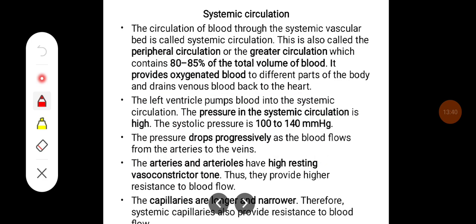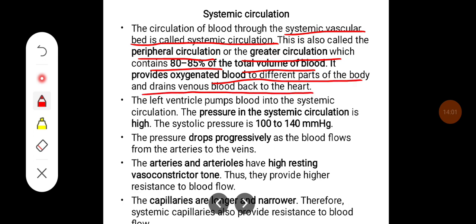Systemic circulation. The circulation of blood through the systemic vascular bed is called systemic circulation. This is also called peripheral circulation or the greater circulation, which contains 80 to 85% of the total volume of blood. It provides oxygenated blood to different parts of the body and drains venous blood back to the heart. The left ventricle pumps the blood into the systemic circulation. The pressure in the systemic circulation is high. The systolic pressure is around 100 to 140 mmHg. The pressure drops progressively as the blood flows from arteries to the veins.